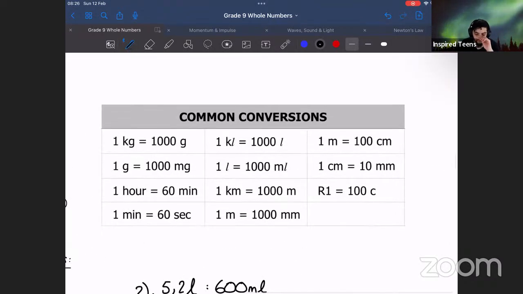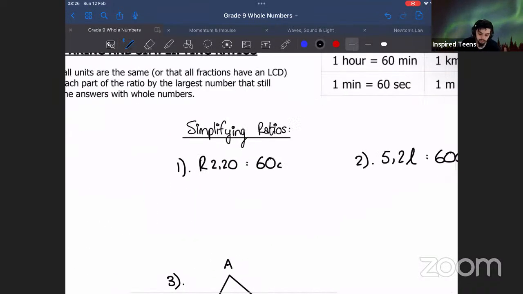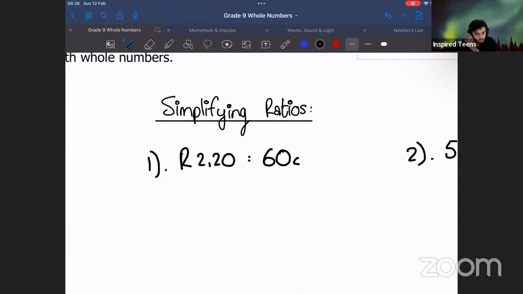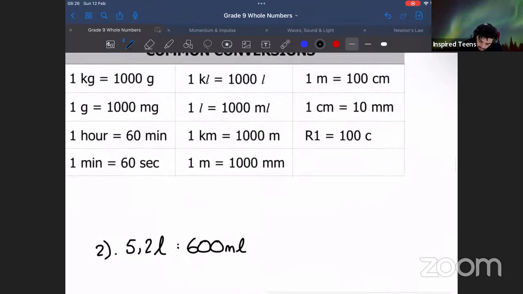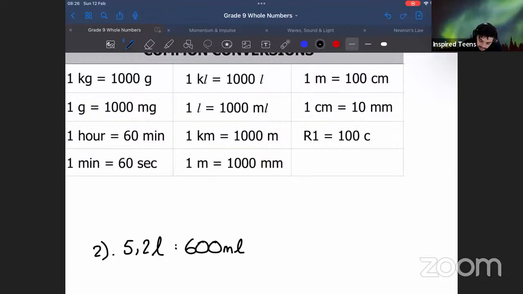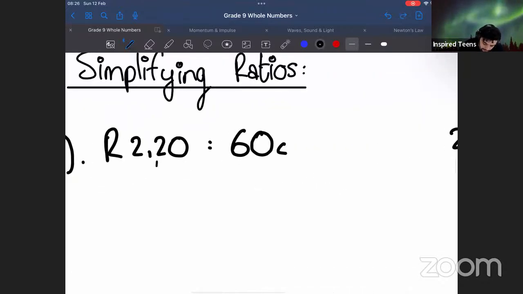I have a table of common conversions, mainly for units of measuring, like grams, milligrams, milliliters, meters, whatever it is. You can go through these. It's important to know those. Okay, so what we're going to do is convert the rands to cents. That will be a bit easier, so we don't have to deal with decimals. So remember, we have 1 rand equals 100 cents. So basically, we've got to multiply this by 100.